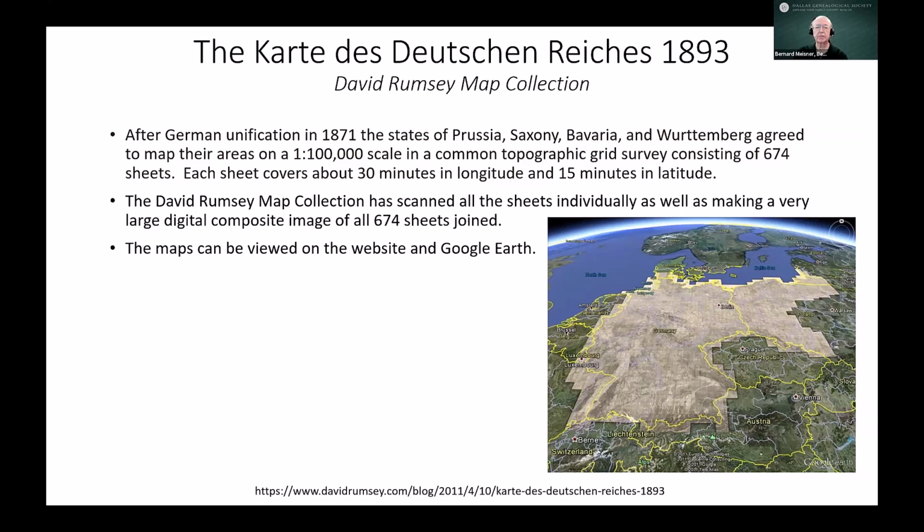The David Rumsey map collection has lots of historic maps for many, many different places. They got all those maps, digitized them, and even stitched them all together so you can view them on the website. And also there's a Google Earth, as I'm showing you here. And these are the maps that we get to the Gazetteer and Meyers Gaz that it uses as well.